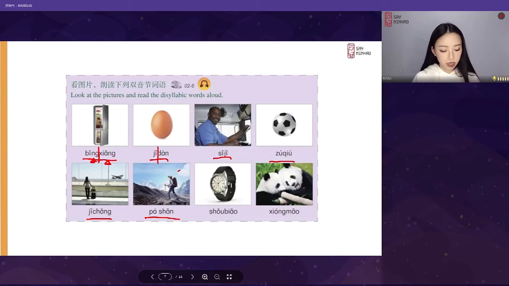Pashan. Next one is our watch. Shoubiao, shoubiao. So shou means our hand, and biao actually means the watch, the clock. So shoubiao means the watch on our wrist. Okay.